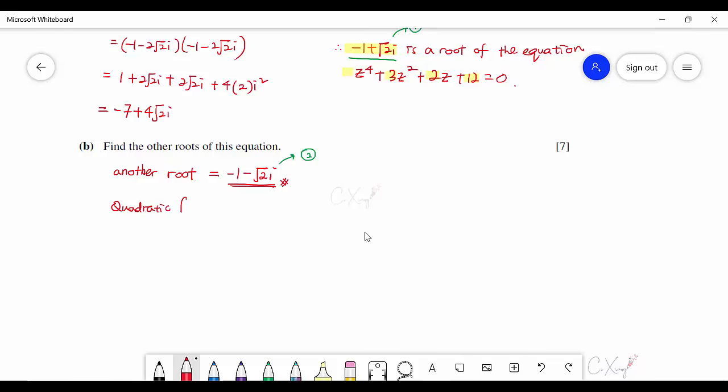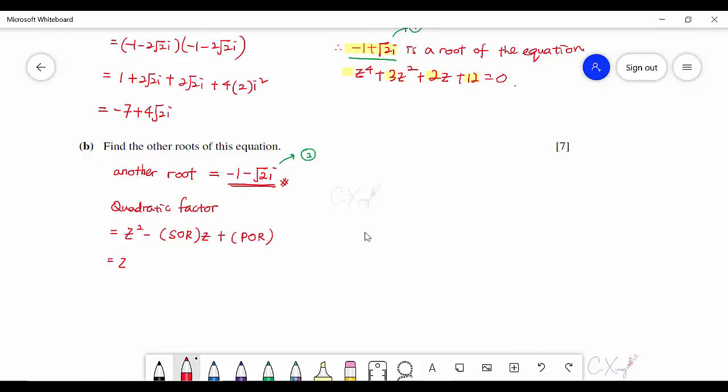Okay, so in a simpler way, a quadratic factor can be written as x squared, or maybe in this case we should write it as z. So we have z squared minus the sum of roots times z plus the product of roots. SOR means the sum of roots, and POR means the product of roots.